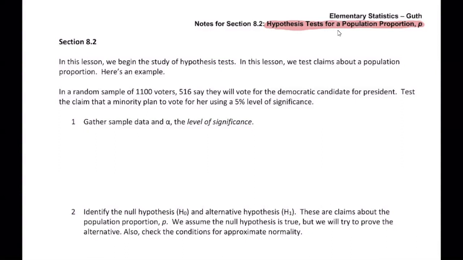Okay, and these start pretty simple. We're going to begin with proportions from entire populations. And so in section 8.2, it's a pretty simple hypothesis test. What we want to do is just remind ourselves of the basic facts about proportions. So I'm going to pop back into 7.2.